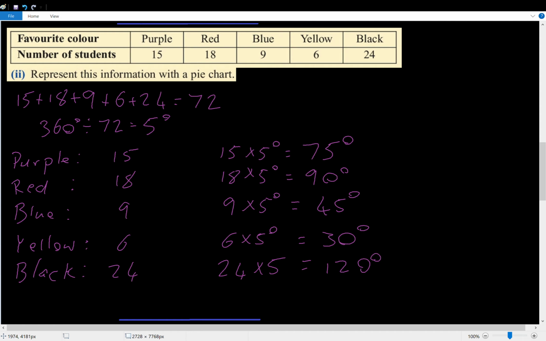And the last thing we do before we move on from this, to make completely sure that we have got these correct, is we add up all the degree numbers that we got at the end. So 75 plus 90 plus 45 plus 30 plus 120. When we add them up, we get 360. Which means that we haven't miscalculated anything. We've made sure that they definitely add up to 360. They add up to a full rotation. So now all we've got to do is take this data and represent it in a pie chart.